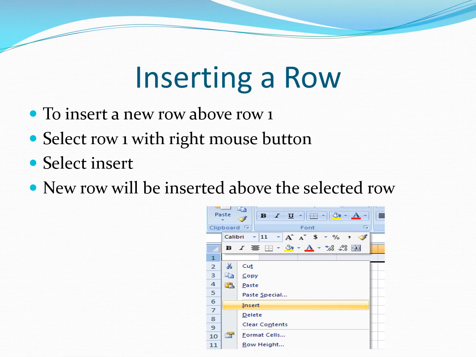Inserting a row. To insert a new row above row 1, you have to select row 1 with the right mouse button, then select Insert from the drop down menu. So a new row will be inserted above the selected row. So you can add or insert a new row anywhere you want in the worksheet.